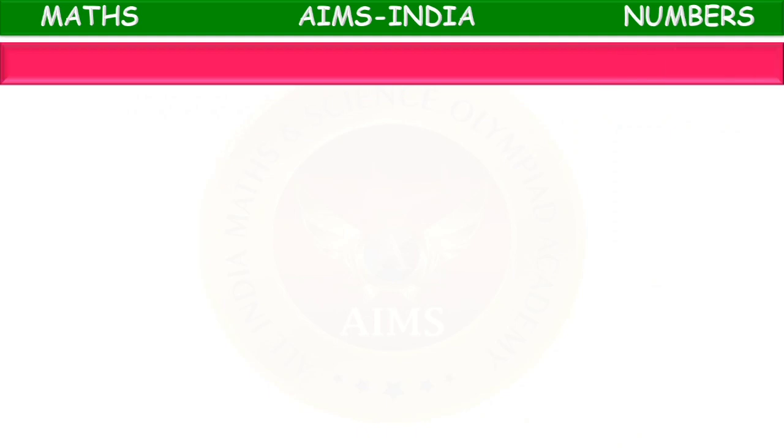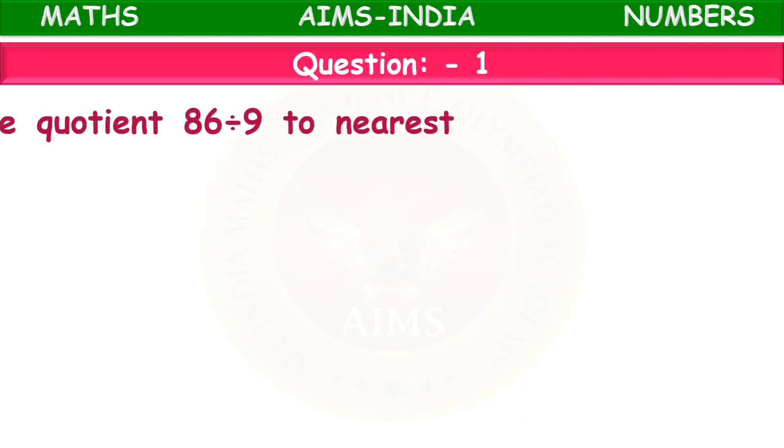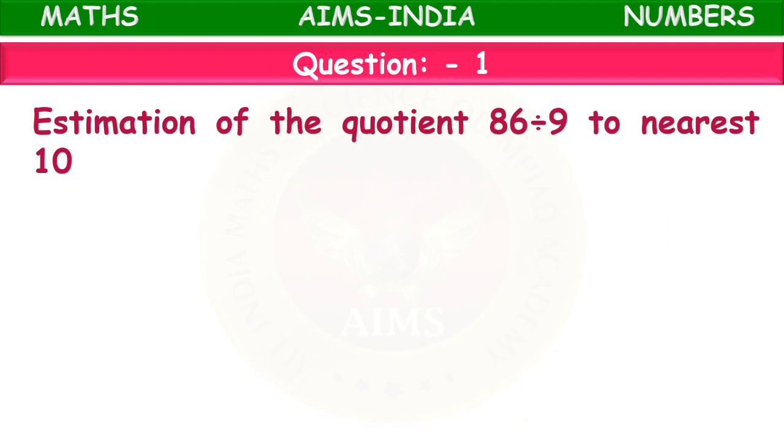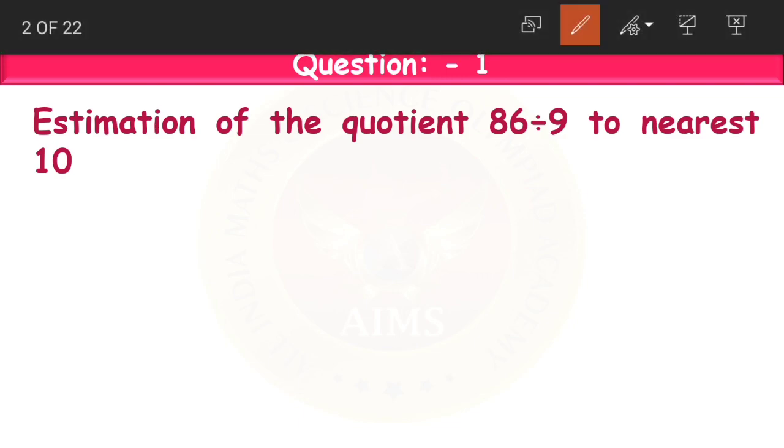In today's class we'll just revise the topics we have learned in the form of questions. Question number 1. Estimation of the quotient 86 divided by 9 to the nearest 10. Yes, I know we've not done estimation of divisions and multiplications, but we have done estimation of sums and differences, right? It is the same.